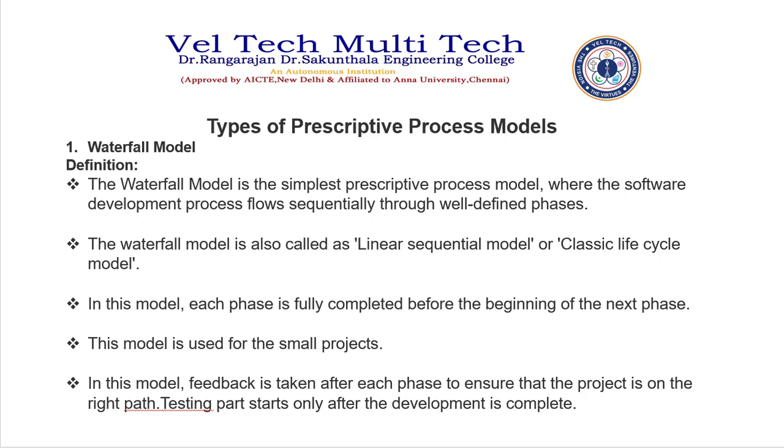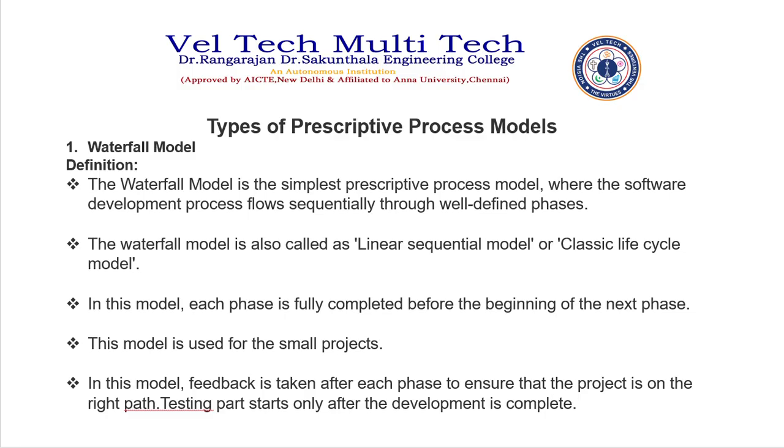The prescriptive process model has various types of models. First one is the waterfall model. The waterfall model is the simplest prescriptive process model where the software development process flows sequentially through well-defined phases. The waterfall model is also called the linear sequential model or classic life cycle model. In this model, each phase is fully completed before the beginning of the next phase. This model is used for small projects.